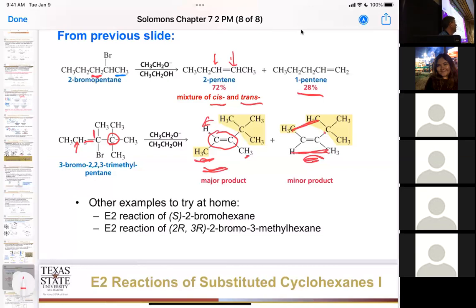Okay, so Zaitsev's rule is correct here, but you have to use a Newman projection to get the right major and minor product, because they're both equally substituted. They're both substituted by 3, but we have a major product because of that Newman projection.